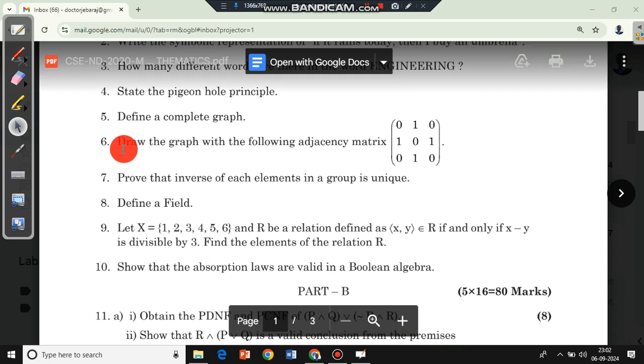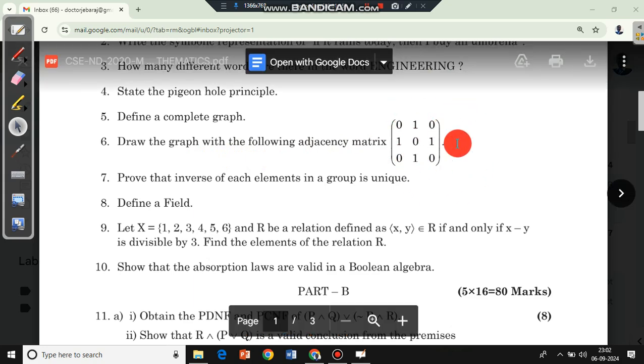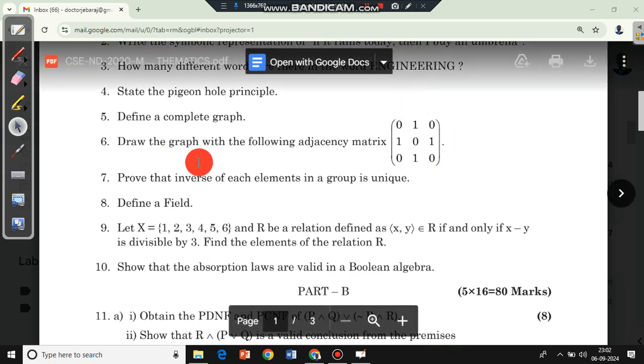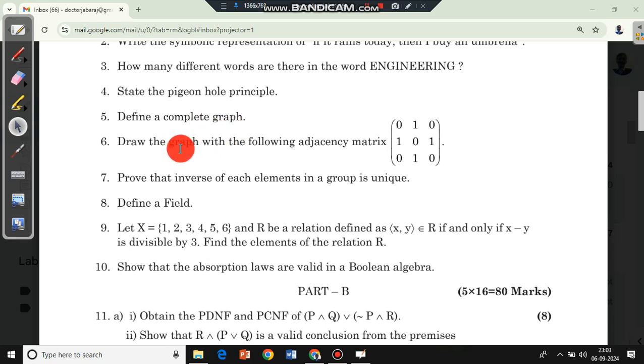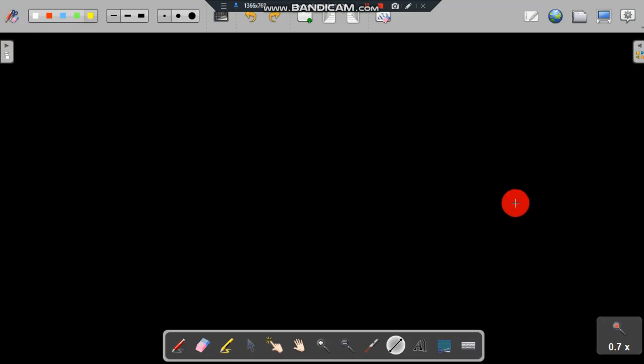Now I am taking the sixth question, that is, draw the graph with the following adjacency matrix. This is the adjacency matrix, and for this matrix we have to draw the graph. Right, so let me take the blackboard. My blackboard is ready for the presentation.